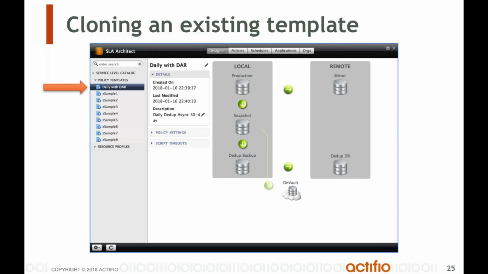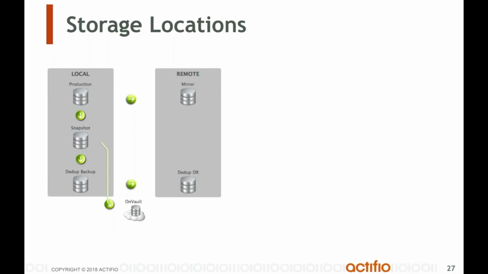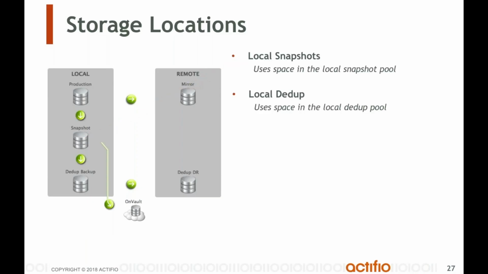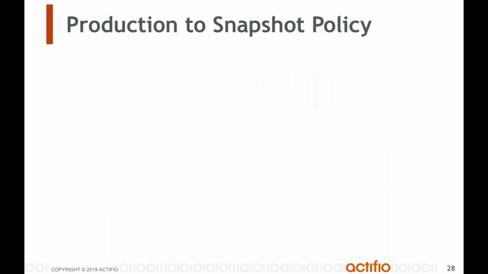So earlier, we looked at the different places where you can store your data. And those were listed as the local snapshots, the local dedupes, the remote dedupe, the mirror, and the vault. So let's look at some of the best practices for each of these. Now, these best practices are contained within the sample templates that we provide.